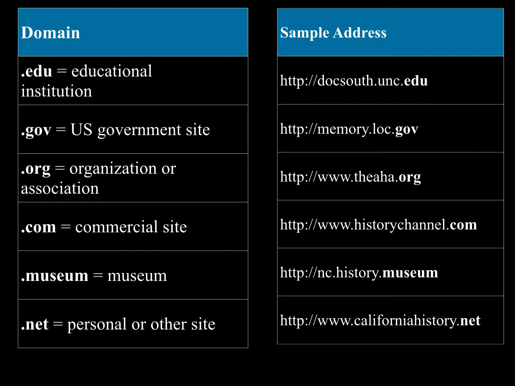All right. This is an example of the domain and a sample address of it. .edu, educational institution. .gov, U.S. government site. .org, organization or association, .com, commercial site, .museum, a museum, .net, a personal or other site.